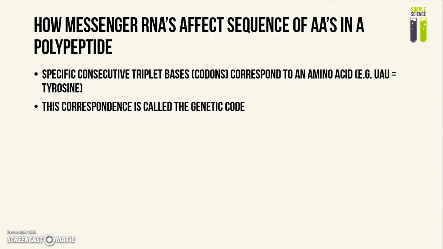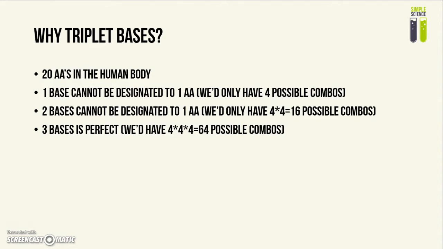So how does the sequence of bases on mRNAs affect the sequence of amino acids in a polypeptide? Consecutive triplet bases, or codons, on mRNAs correspond to an amino acid. So for example, the codon UAU would correspond to the amino acid tyrosine, and this correspondence is called the genetic code. But why does it have to be in triplets?